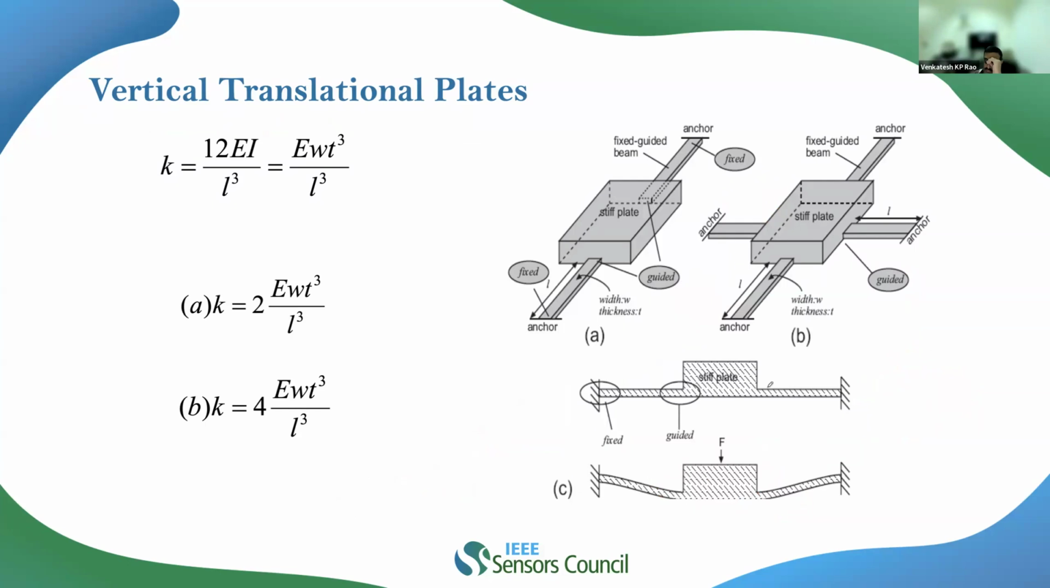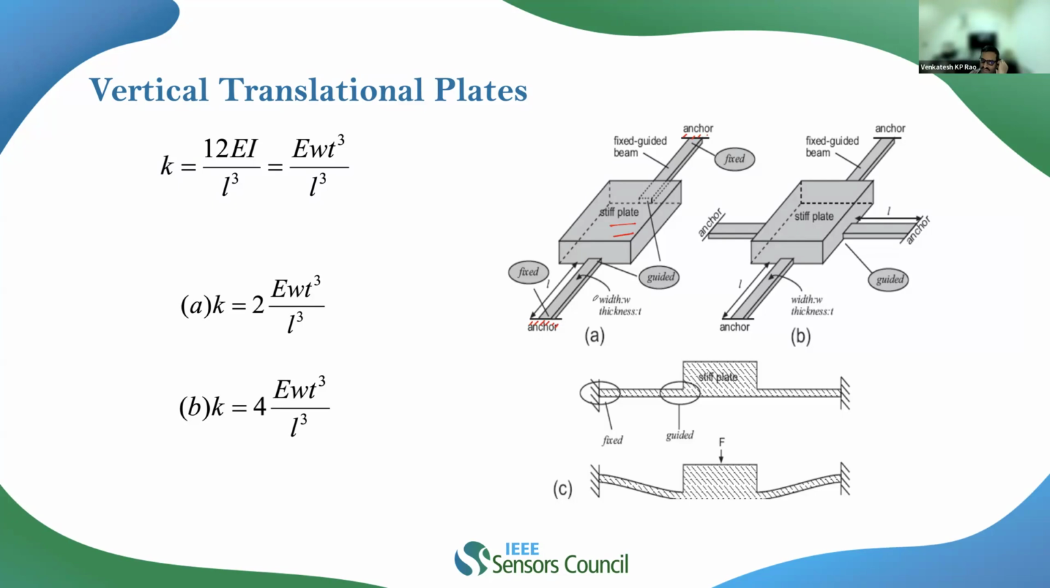Now, on the other hand, whenever you take a majority of the microstructures under consideration, you do have a proof mass suspended with the help of a set of beams. This is basically a proof mass suspended with the help of a set of beams, and it is indeed anchored onto the substrate over here like this.